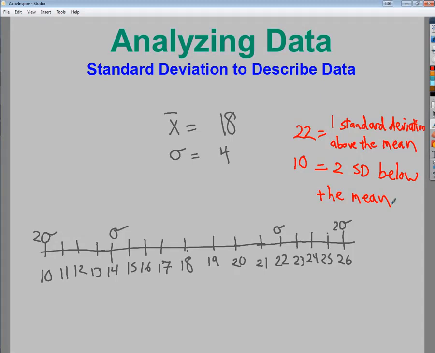But a lot of times you will have standard deviation pop up as being a tool that you can use to analyze where a point falls in the data set. So there it is.